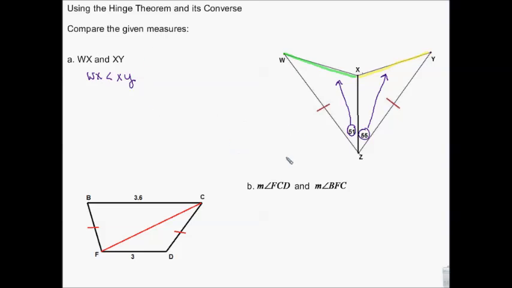Okay. Going the opposite direction, I want to compare angle FCD. So FCD is this angle here. And angle BFC. No, I did that wrong. Sorry, ignore this green. I've marked the wrong angle. FCD is this angle, and then BFC is this angle.